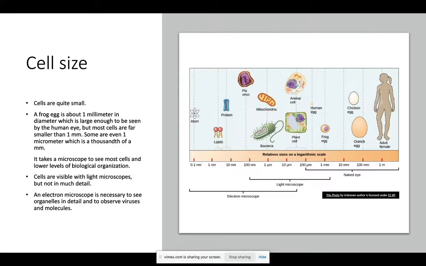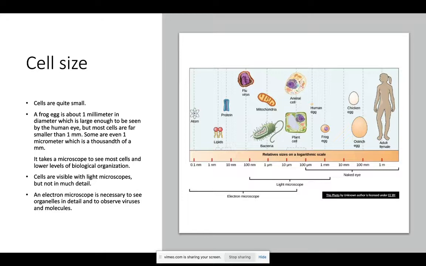This slide, I just wanted to kind of highlight how small cells can actually be. And as you can see over here, you can see the adult female. With a naked eye, we have essentially around 1 meter. And as you keep getting smaller, 100 millimeters, 10 millimeters, 1 millimeter, 100 micrometers, and so on and so forth, until eventually an atom itself is 0.1 nanometers. And then you can just see the various different sizes. So the slide here has the example of a frog egg being 1 millimeter in size, which you can see with the human eye, but we can go down even further. And once you get really past this, you're not able to see it as well.